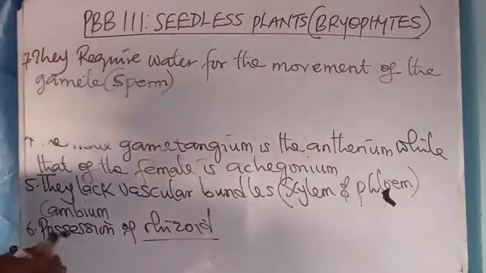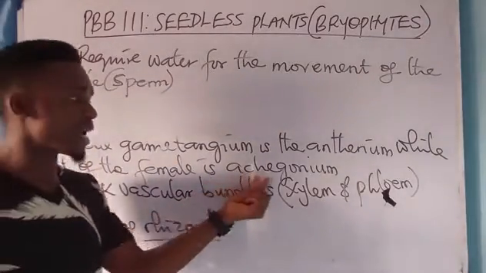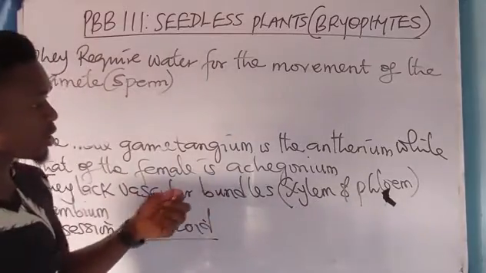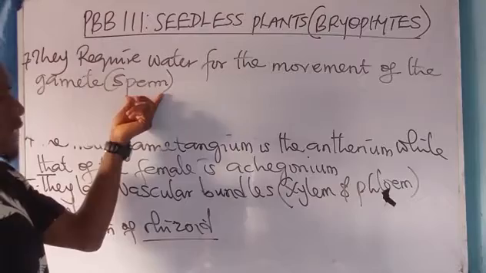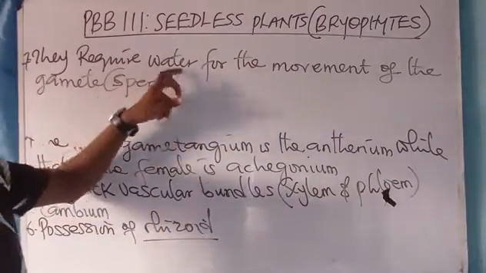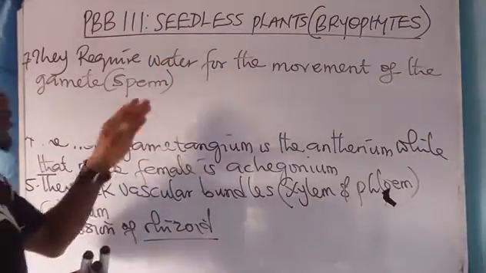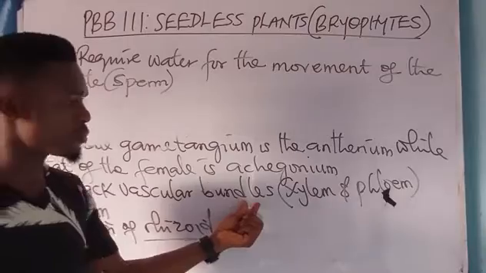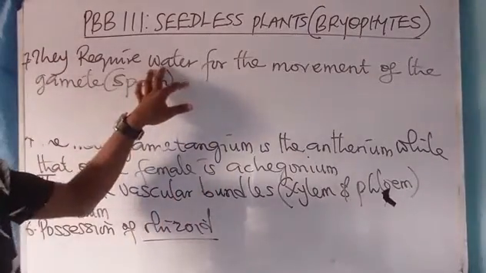Please take note that for the sperm to fertilize the egg produced by the archegonium of the female reproductive organ, there must be water. Water is needed for fertilization. You know, the fusion of the sperm and the egg to produce zygote is called fertilization, and for it to occur, water has to be present.